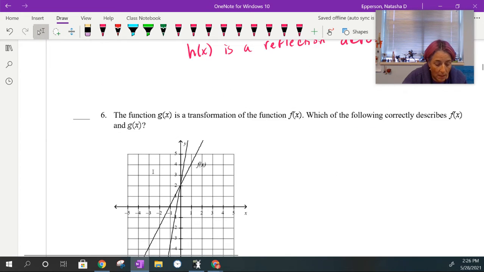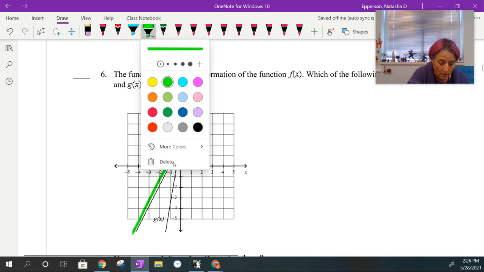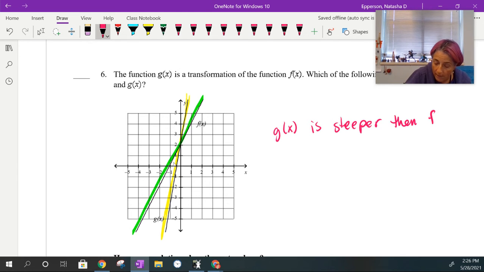All right. Number 6, g of x is a transformation of f of x. What can be used to describe it? So this line here is f of x, and this line here is g of x. All right, so g of x is steeper than f of x, and there is no shift, no shift. All we can say is that it's steeper.